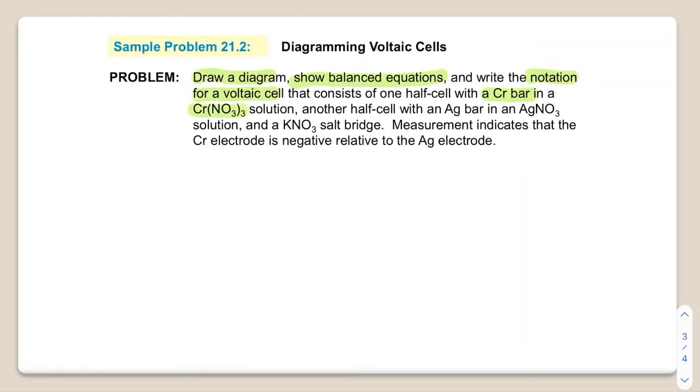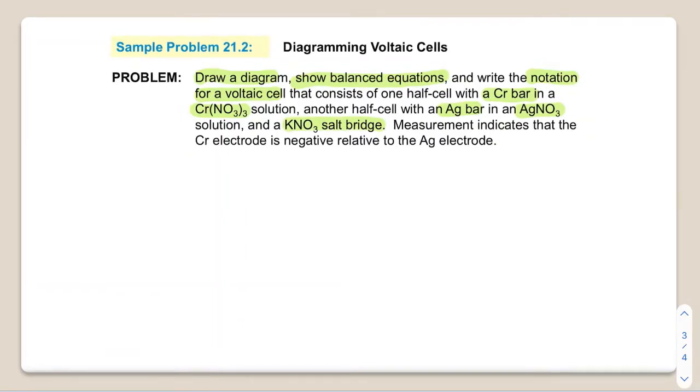the first half cell, and in the second half cell we have a silver bar in a silver nitrate solution, and potassium nitrate is used as a salt bridge. From measurement, it indicates that the chromium electrode is negative relative to the silver electrode. So when the chromium electrode is more negative than the silver, it means that the chromium electrode will be the negative electrode or anode. Let's start by drawing the diagram.